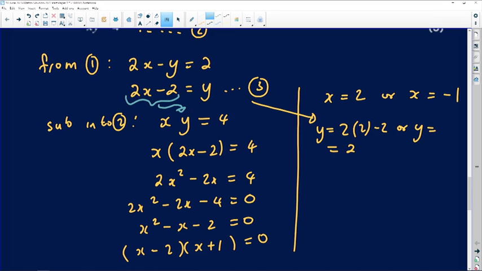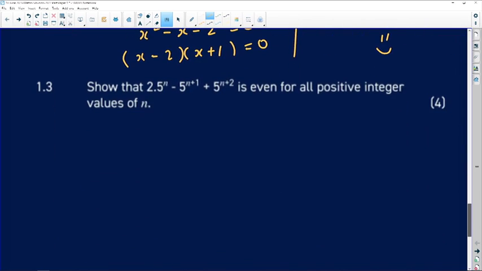Okay, so it's going to be the following. It's going to be 2 times negative 1, and obviously we have to subtract 2 because we are subbing into equation 3, and then this gives us negative 2 minus 2. I'm ending up with an answer that happens to be equal to negative 4 for that coordinate. So when x is 2, y is going to be 2, or when x is negative 1, y is going to be negative 4. So this is how you do a simultaneous equation question. All right. Moving on to question 1.3.